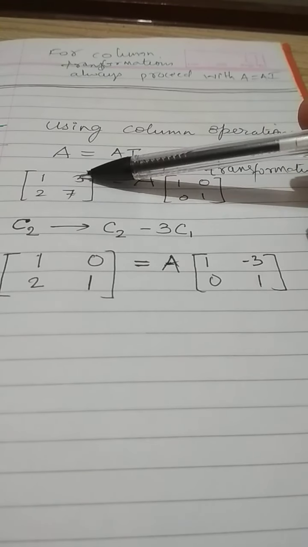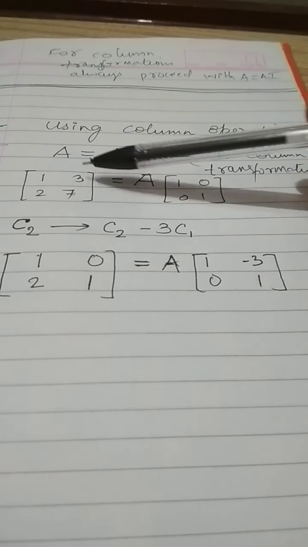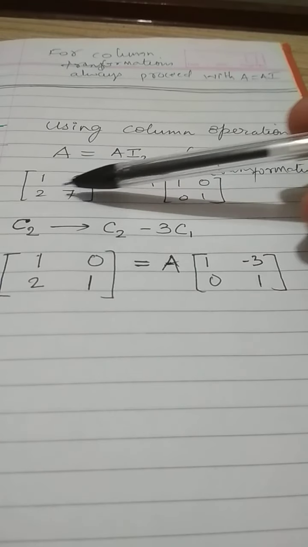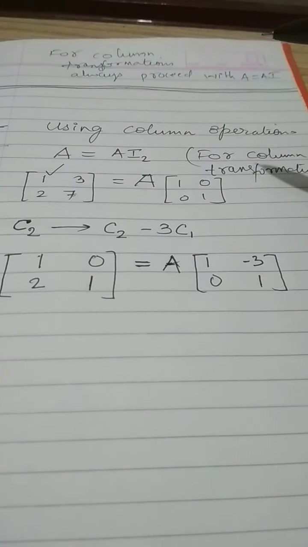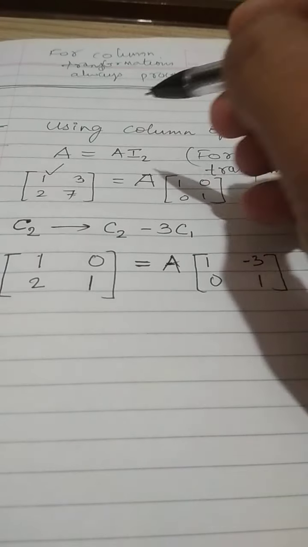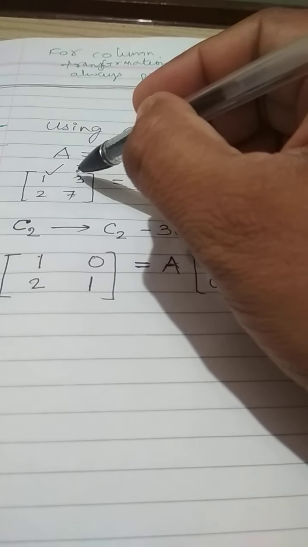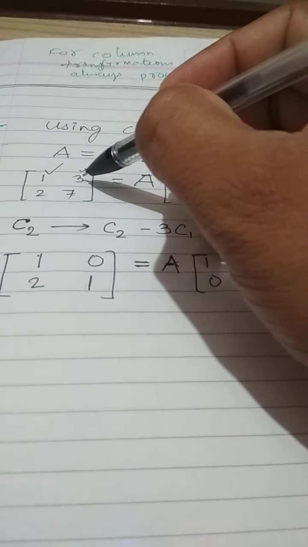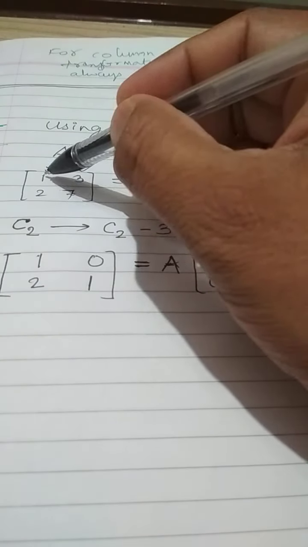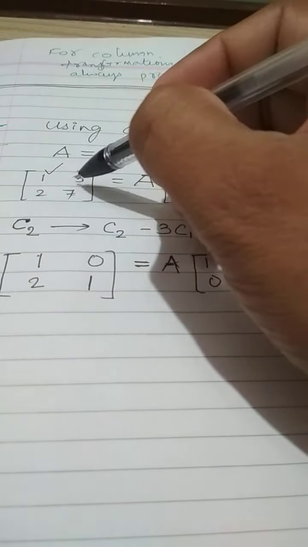Now since we are going through column operations, we will go in this direction. Since it is 1, the first task has already been accomplished. The next task is 3. To make it 0, we have to make use of the first column. It can be easily done by this operation: C2 changes to C2 minus 3 times C1.